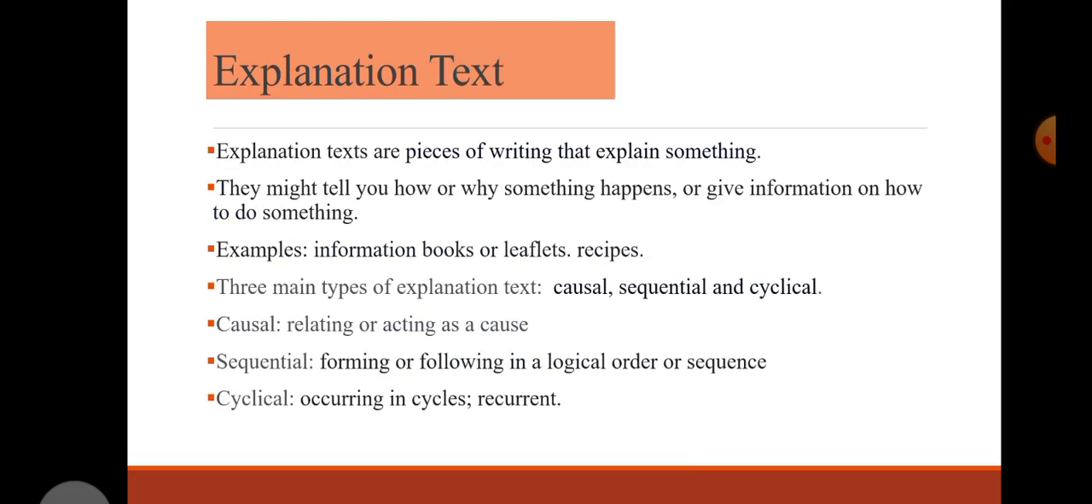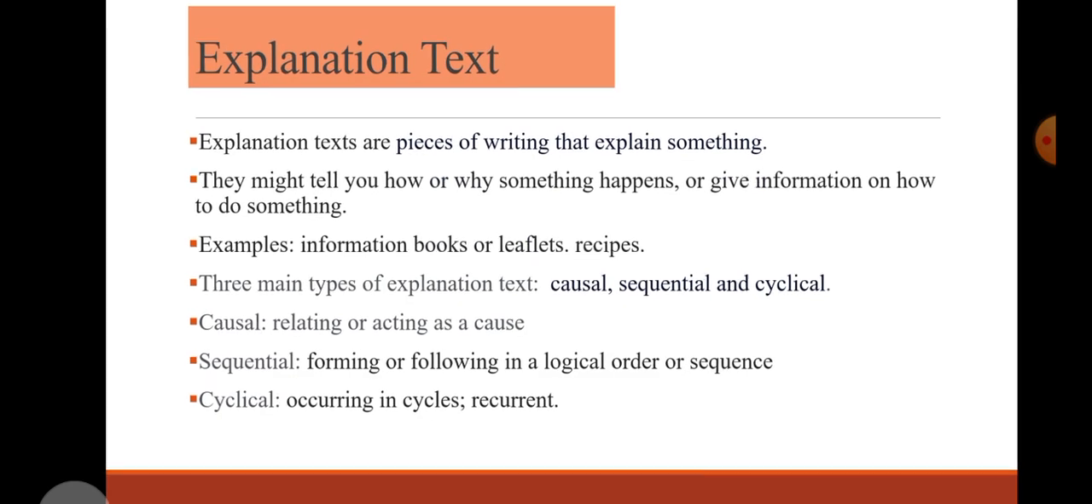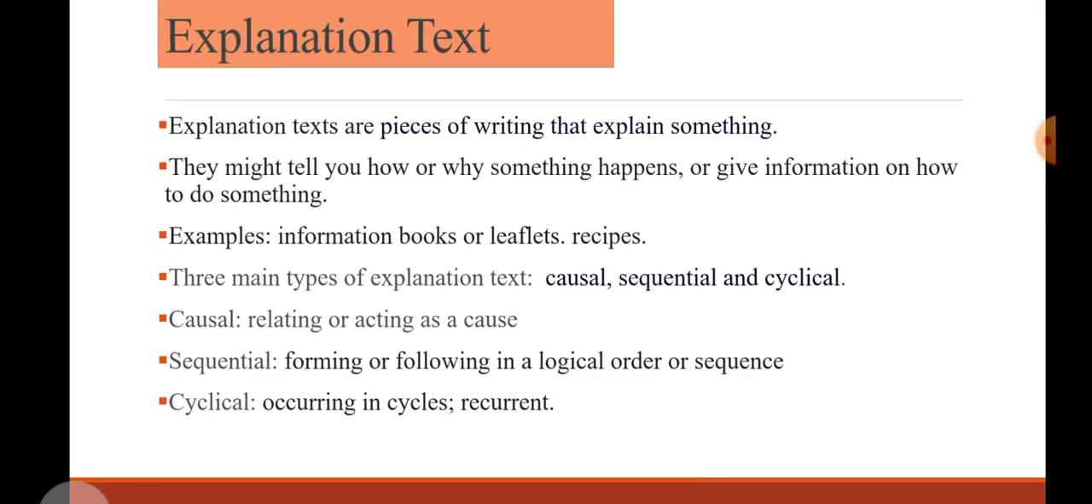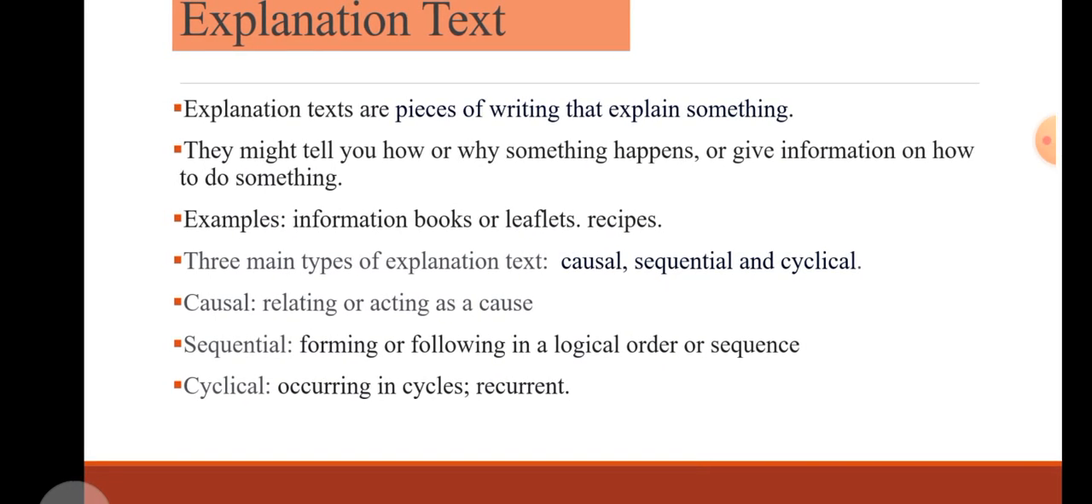What is an explanation text? Explanation texts are pieces of writing that explain something. They might tell you how or why something happens, or give information on how to do something. Explanatory text is always there to guide you about doing something. Examples are information books or leaflets or recipes. There are three main types of explanation text. Number one is causal, number two is sequential, and number three is cyclical.